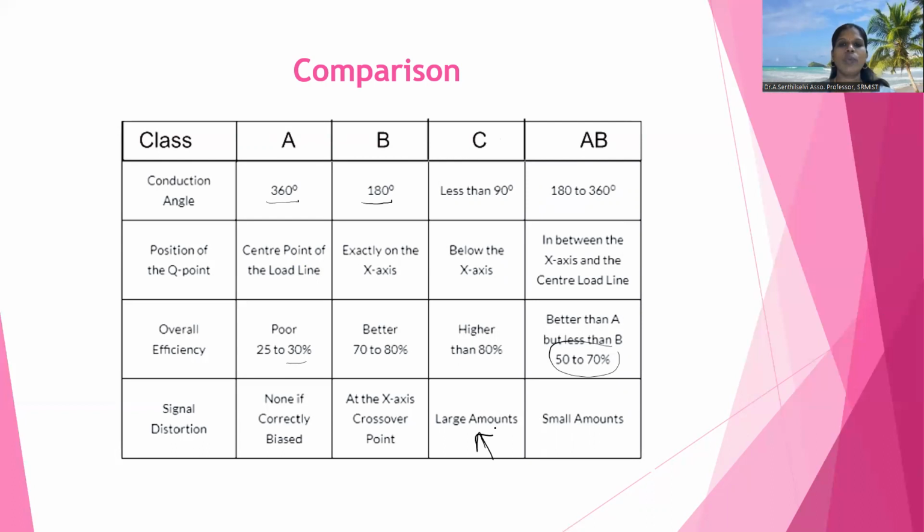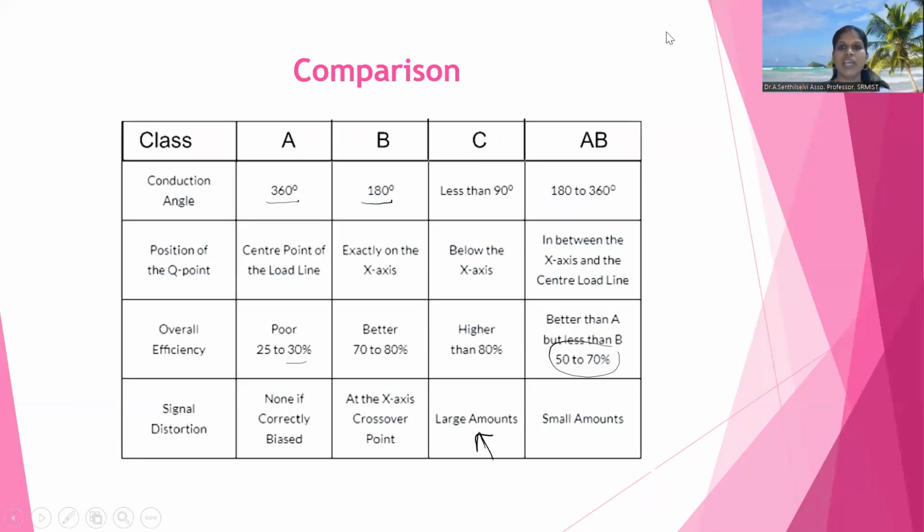Okay. I hope you people understand what a class A amplifier and a class AB amplifier are, how we select the Q point for a particular amplifier, and the comparison of all the amplifiers.